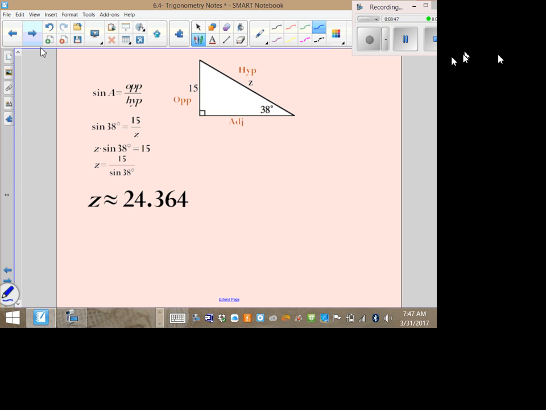So note here, they multiplied and divided. Just a quick note that when you have sine of some angle, we'll stick with our 38, equals 15 over z, a lot of times I'll just draw these arrows and swap those two. So I'll say that it's 15 over sine of 38. Swapping those two, I'll get that.